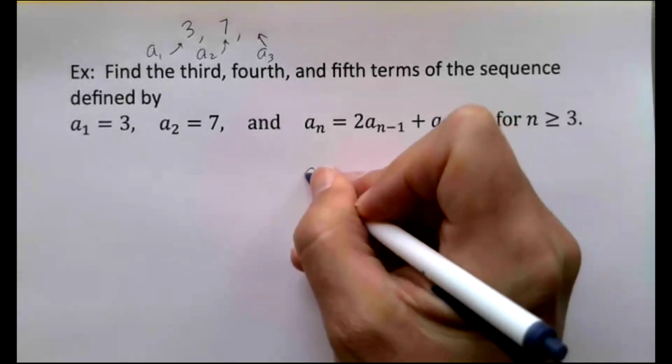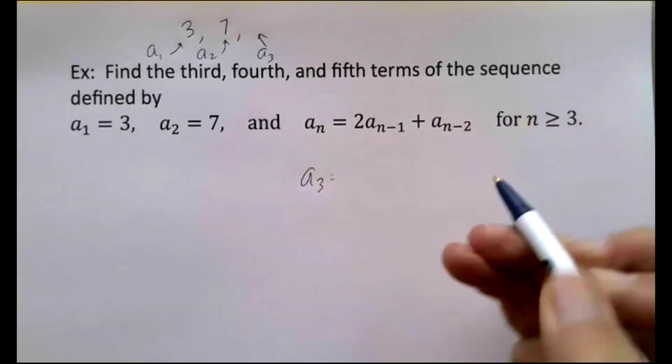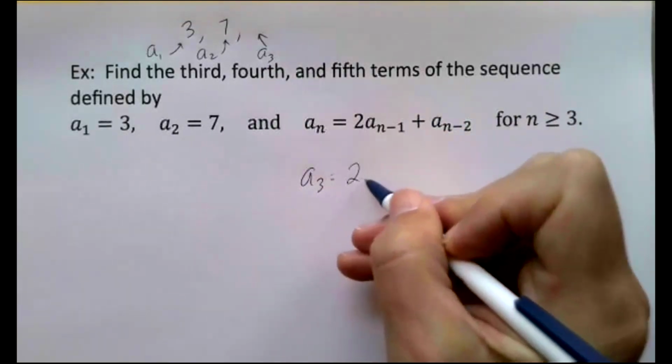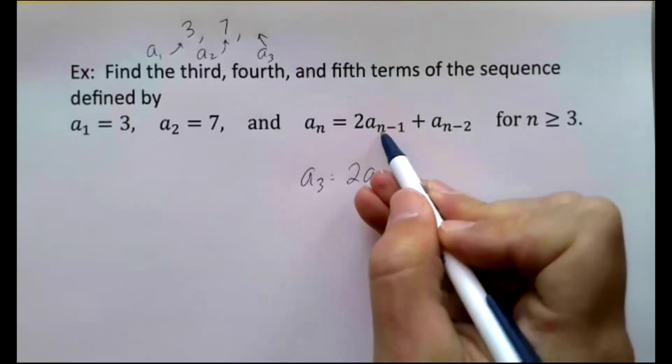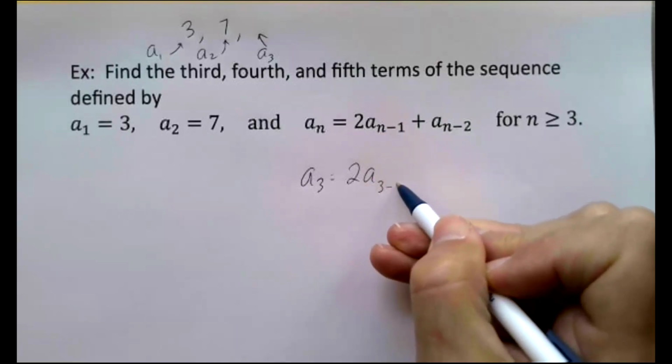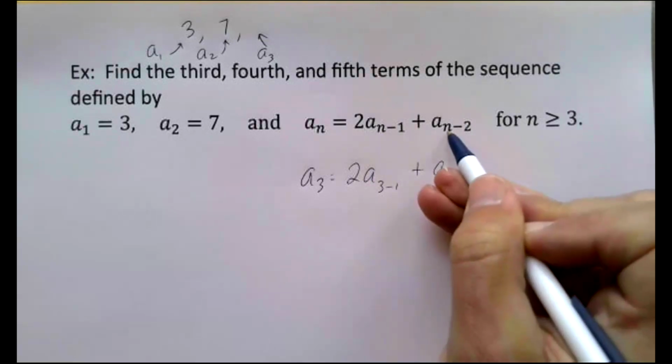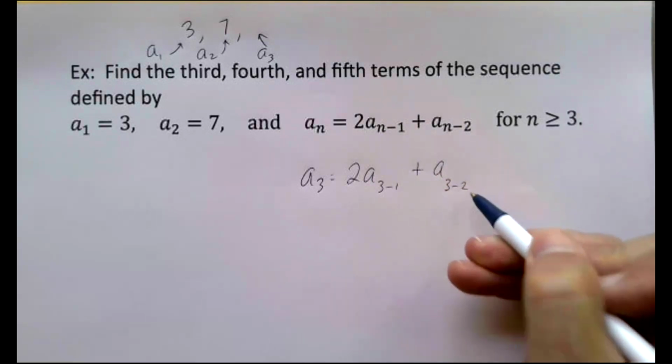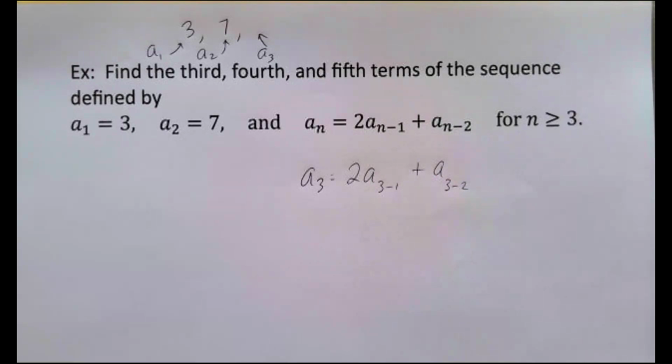So if I want to find a sub 3, I'm simply going to stick a 3. All right, it's weird, but I put a 3 right there, and I put a 3 right there. That's how I find a sub 3.